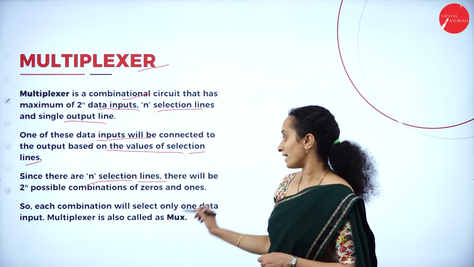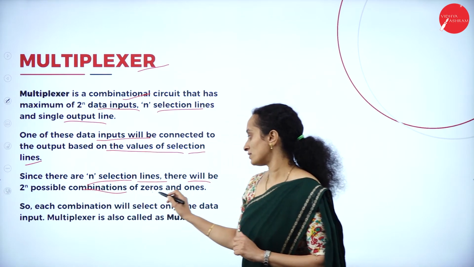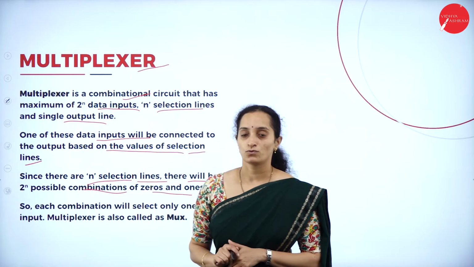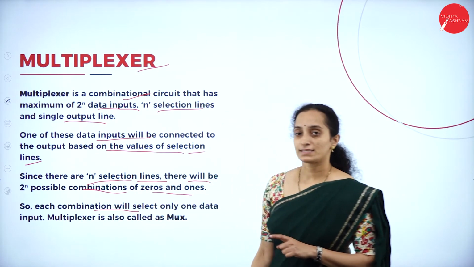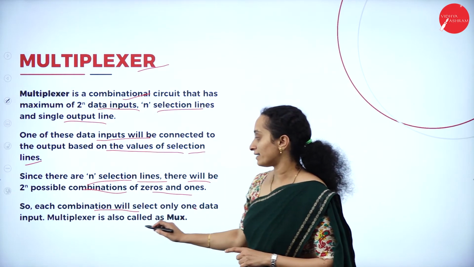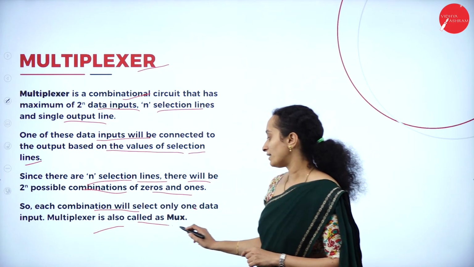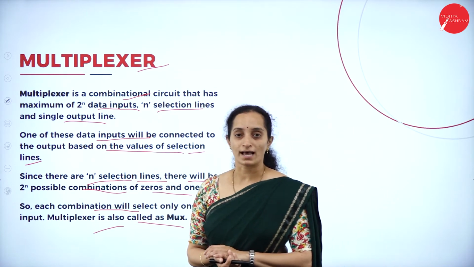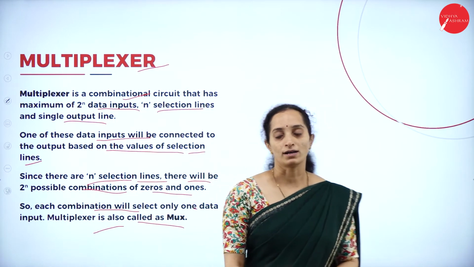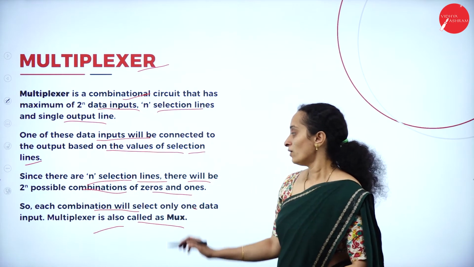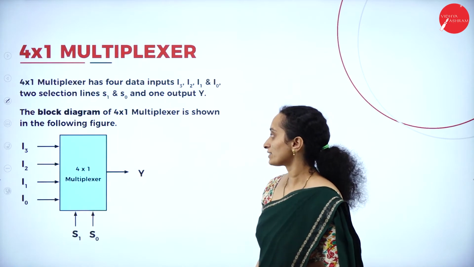Since there are n selection lines, there will be 2^n possible combinations of zeros and ones. Each combination will select only one data input. A multiplexer can also be called a MUX. In short, you can call it a MUX. Only one data input will be selected for each selection line combination.